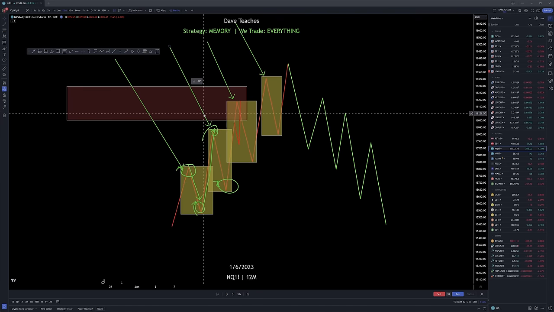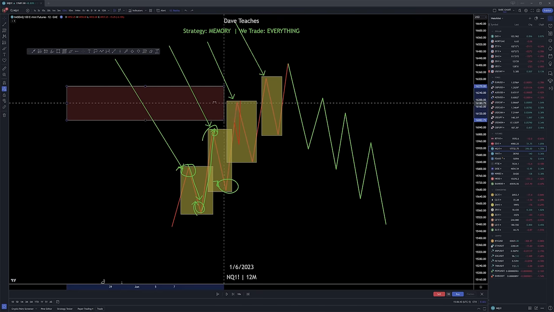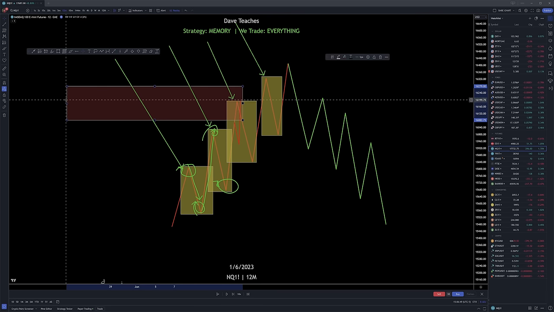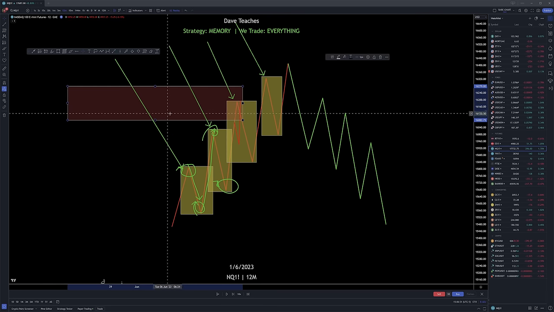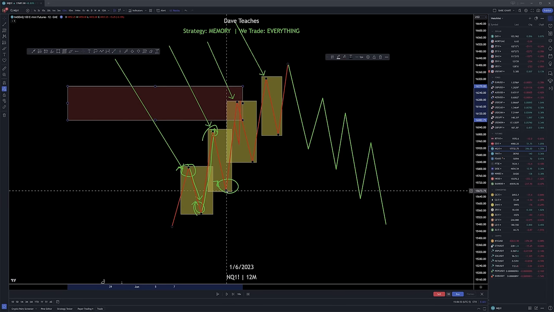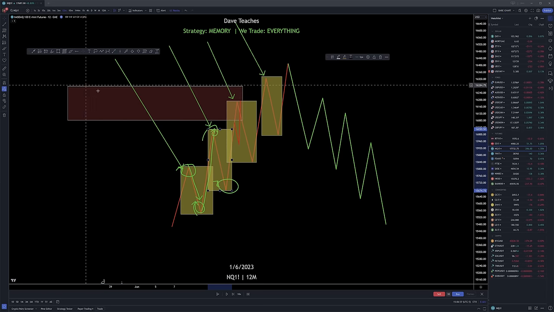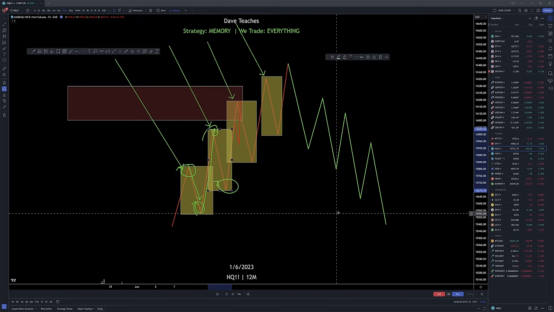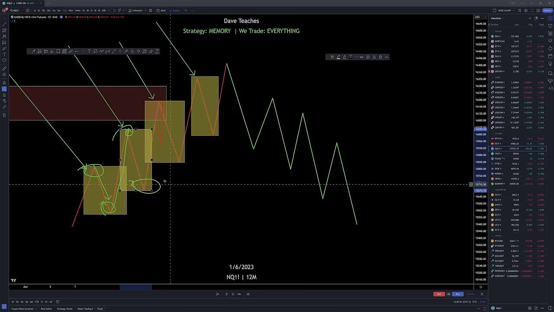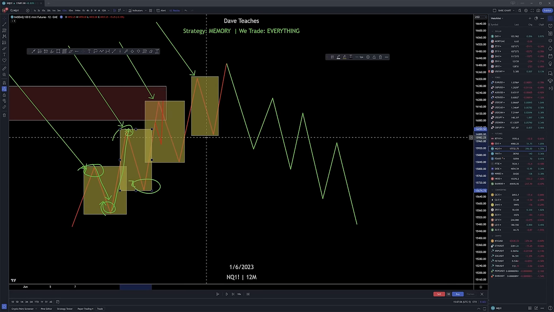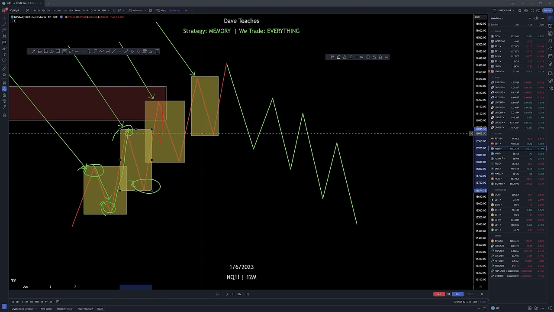Because IPDA 1117 back here, it tapped in and they mentioned that it respected it, but no confirmation was given. We trade with confirmation. We don't just trade because price is tapping into something and we expect the sell side now to be taken out. We're trading with market structure.